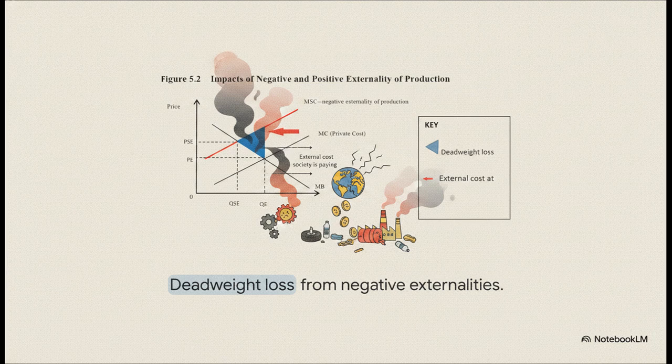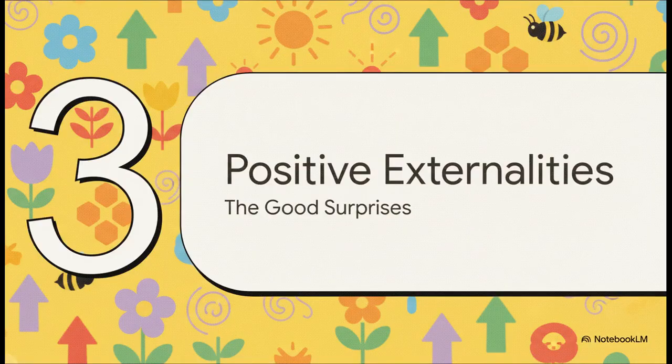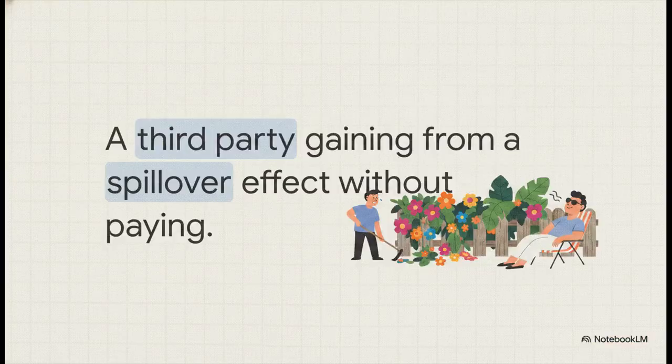It visually represents the exact amount of efficiency and well-being that society loses simply because of this overproducing. Part 3. Positive externalities and benefits. The good surprises. To really wrap our heads around positive externalities, we first need to meet the free rider.